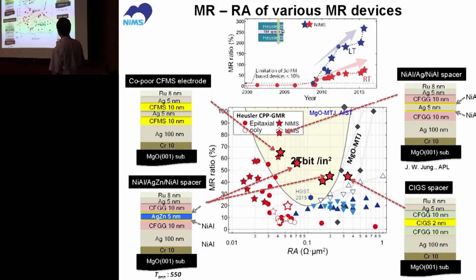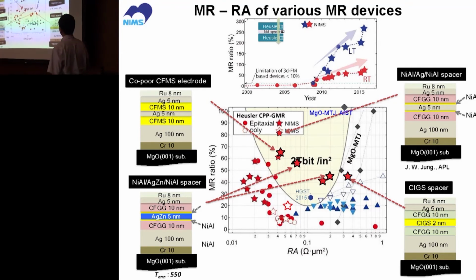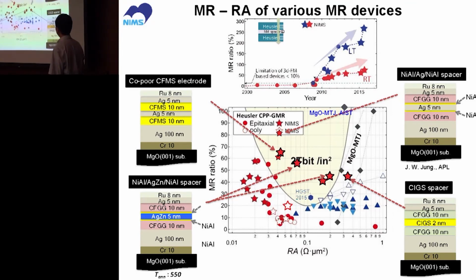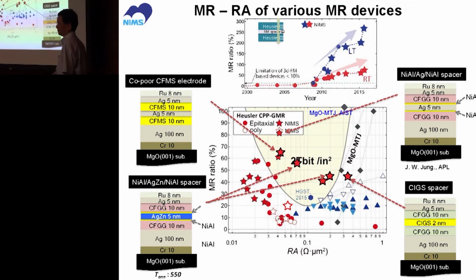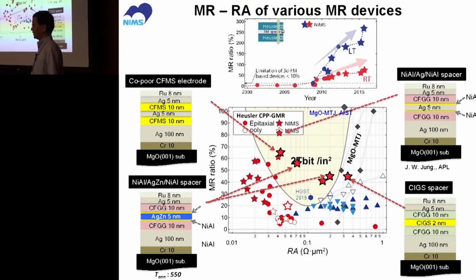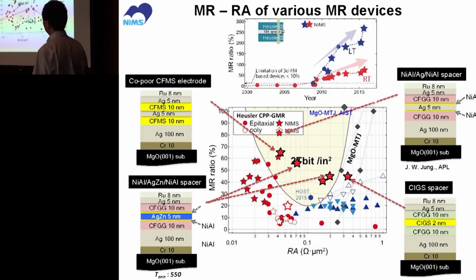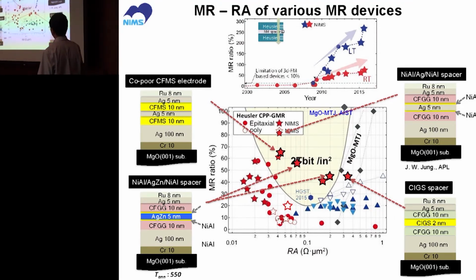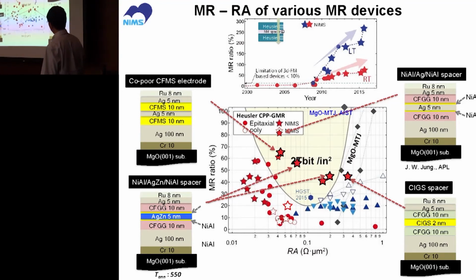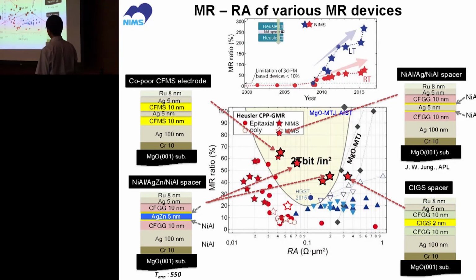This is MR ratio, and this is the year of the development. Many groups participate in this kind of effort, and the star shows our contribution. And we have been updating the MR output using new materials and modifying the interface. And I said we need devices within this area. And currently, many of the CPP-GMR devices can satisfy the requirement for 2 terabit per square inch recording.